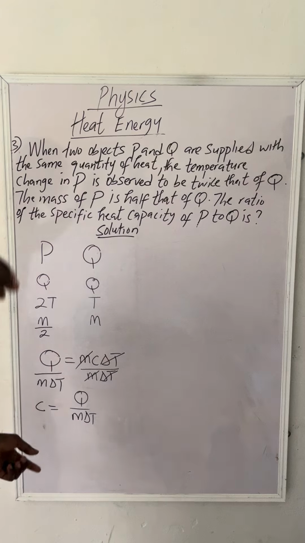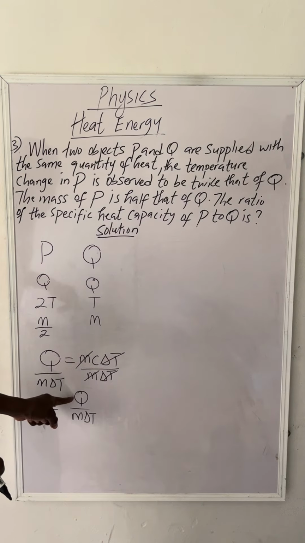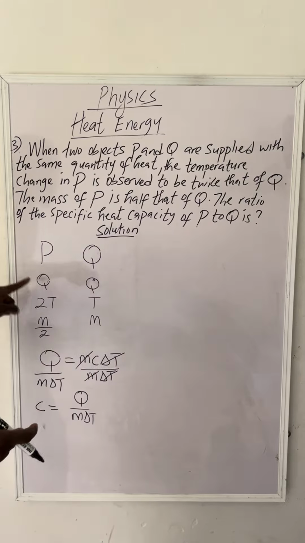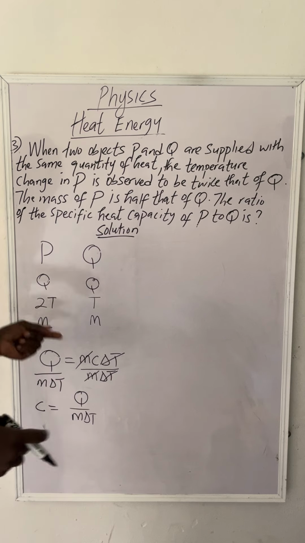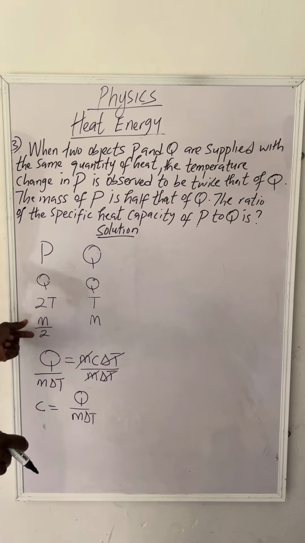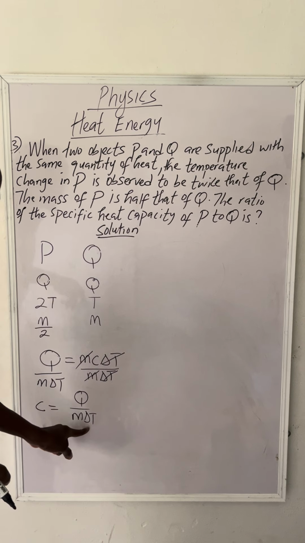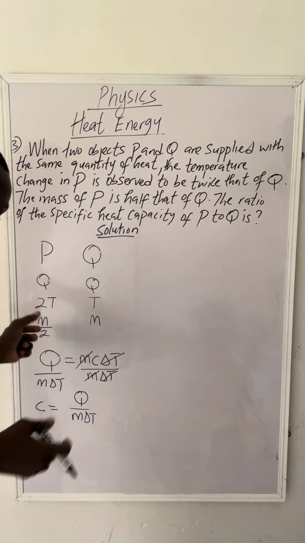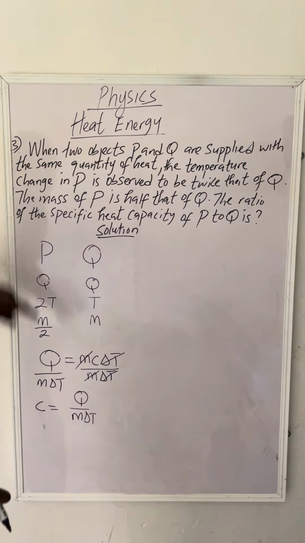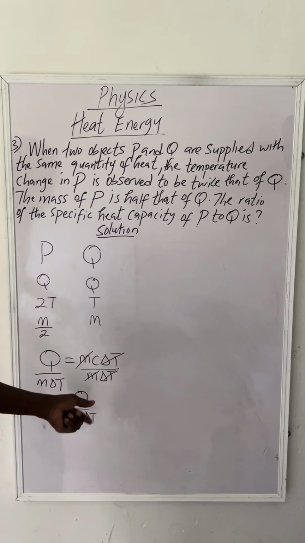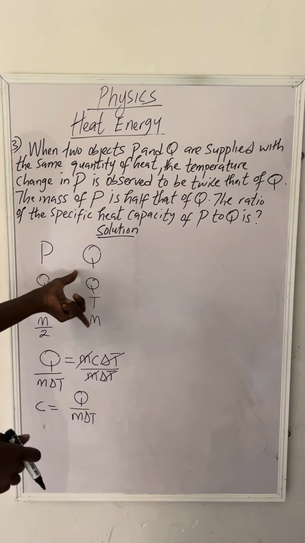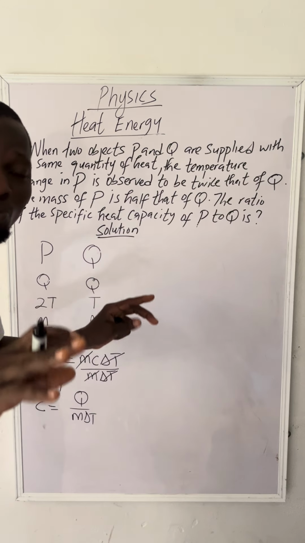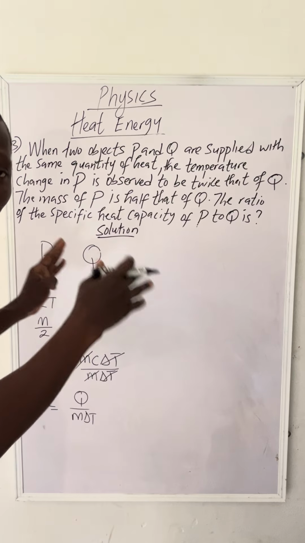Now it means that Q, what is the value of Q for P? It is still this Q, right? What is the value of M? It is M over 2. What is the value of delta T? Temperature rise, change. It is 2T. That is what we are going to substitute to get the specific capacity of this. The same thing, when we are done, we substitute this into this to get the specific capacity of this. Then finally, we find the ratio for P and Q.